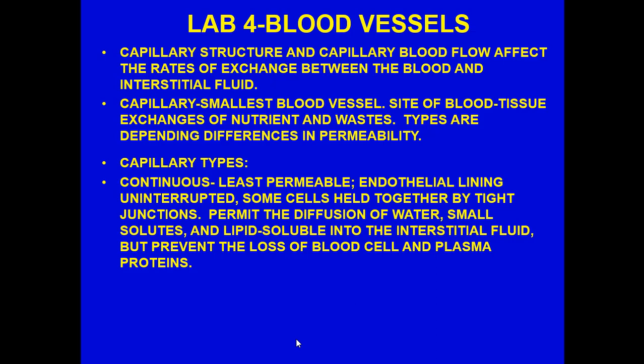First off, we're going to talk about the continuous capillary type. That is the least permeable. It has an endothelial lining that is uninterrupted, okay? So basically endothelial cell to cell to cell all the way around. Some cells are held together by tight junctions. You see this particularly so when you get to the blood-brain barrier, okay? But they permit the diffusion of water, small solutes, and lipid-soluble molecules into the interstitial fluid.